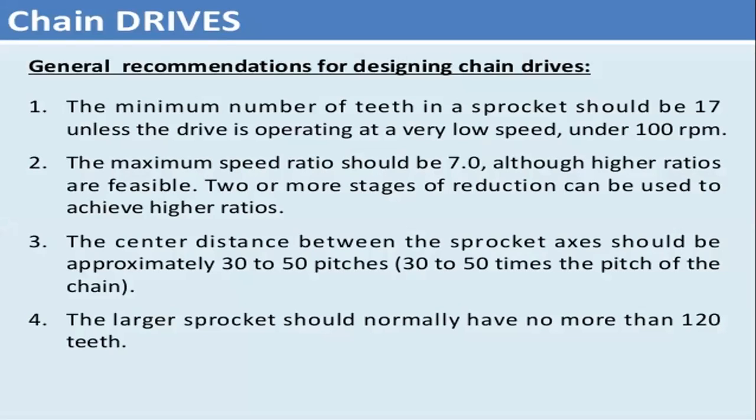Next one is the general recommendations for the design of chain drives. When you are going to design the chain drives, you need to verify that it has a minimum number of teeth in a sprocket, that should be 17, unless the drive is operating at a very low speed, under 100 rpm.